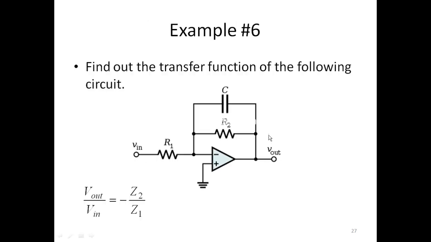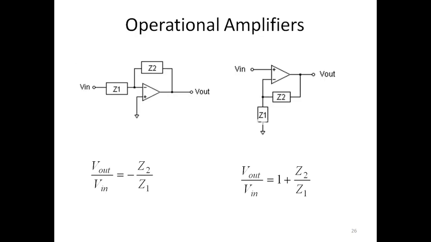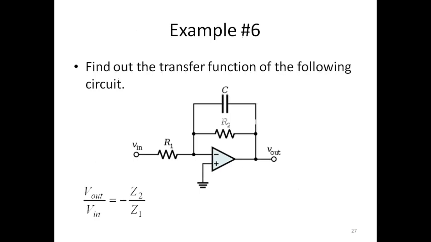So for example, here Z2 is nothing but R2 and C connected in parallel. So if we find the equivalent impedance for this RC parallel circuit, we get the value of Z2. Z1 is nothing but R1. So the transfer function of the whole circuit is nothing but -Z2/Z1.